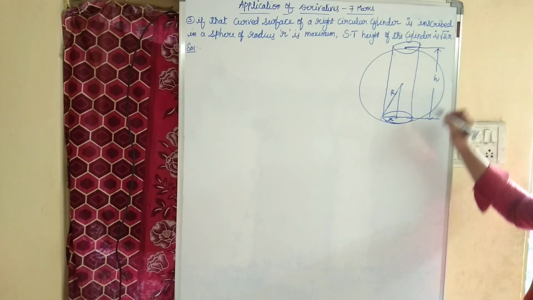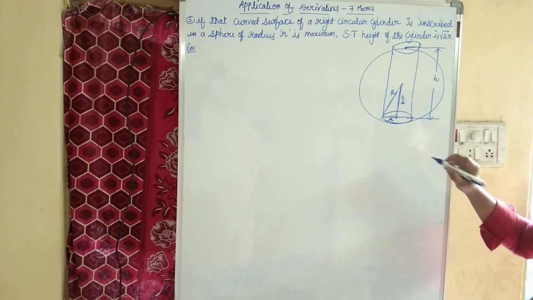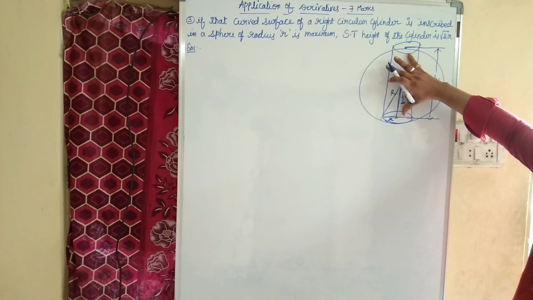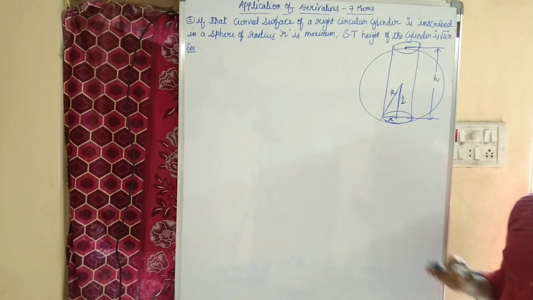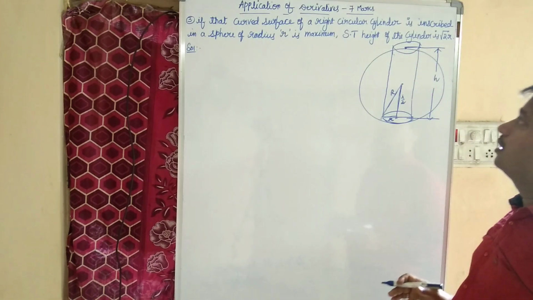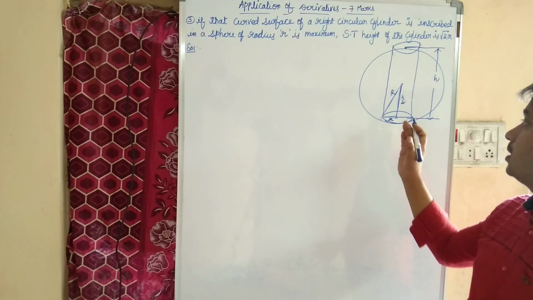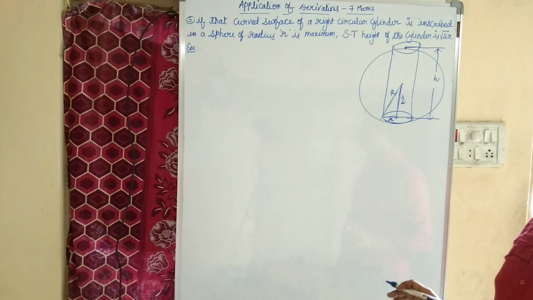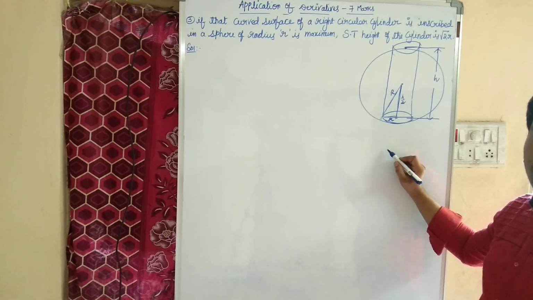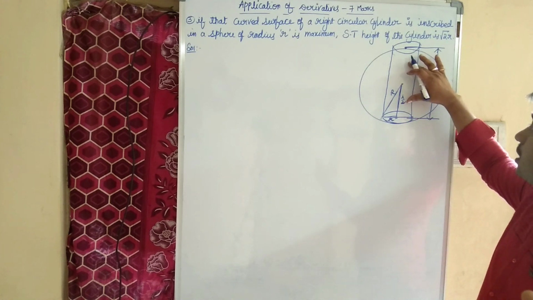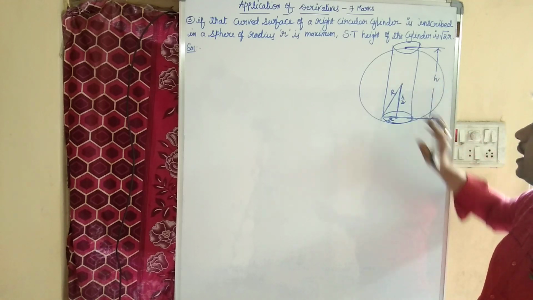Total height is h units. Then from here to here it will become h by 2 units. This is h by 2 and this is h by 2 units. Children, once again listen. Inside the sphere we have inscribed a right circular cylinder. Small r is the radius of the cylinder, capital R is the radius of the sphere, and h by 2 is the half height.